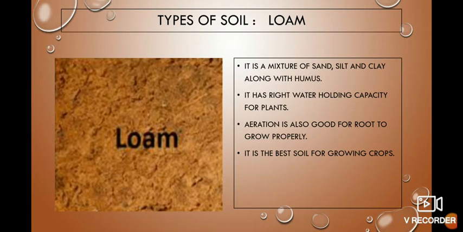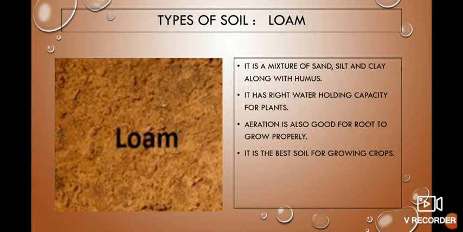There is another type of soil called loam. What is loam? It is a mixture of sand, silt, and clay, almost in equal proportions, along with humus. It has the right amount of water holding capacity. Its aeration is good to promote root growth, and this is the best soil for growing different types of crops.